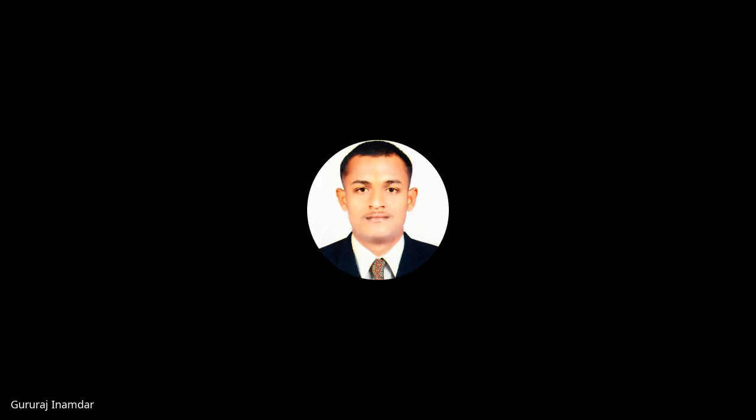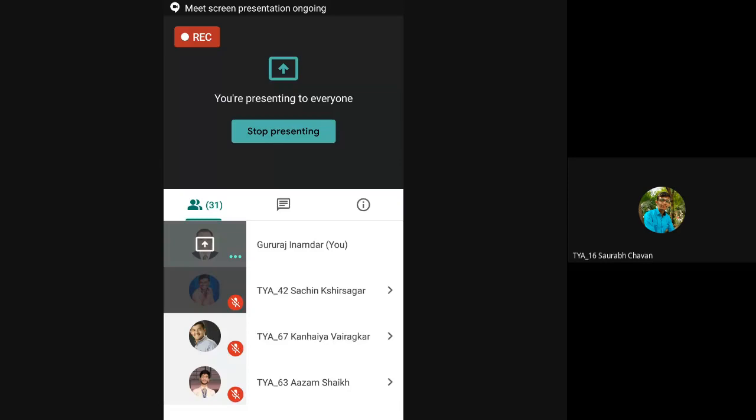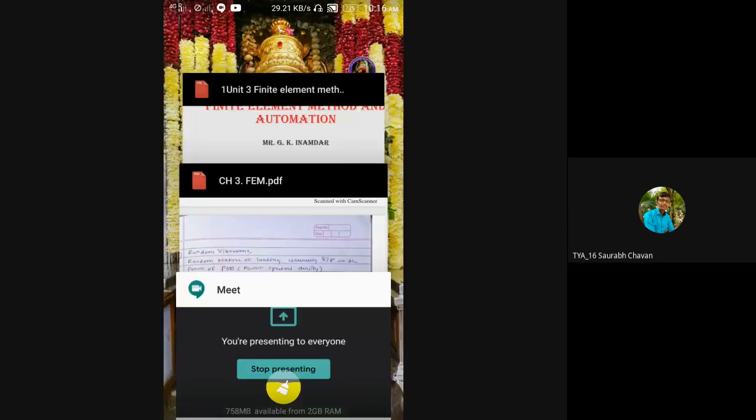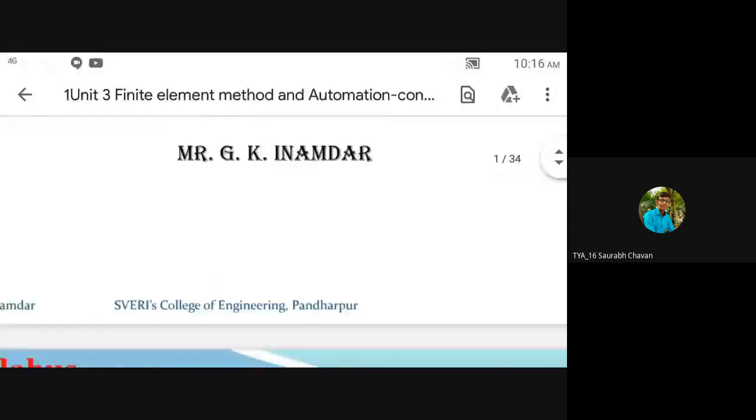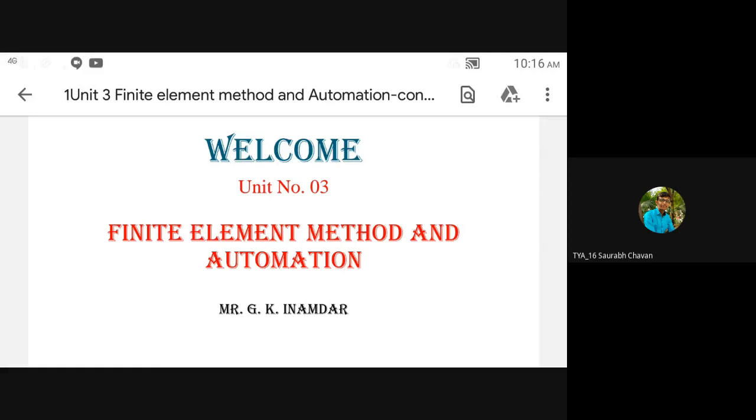What is chapter number 3? FEM and automation. In the previous syllabus there were two chapters, but in the current semester syllabus they have combined the two chapters into a single chapter. So we will directly move to chapter number 3, which is finite element method and automation.